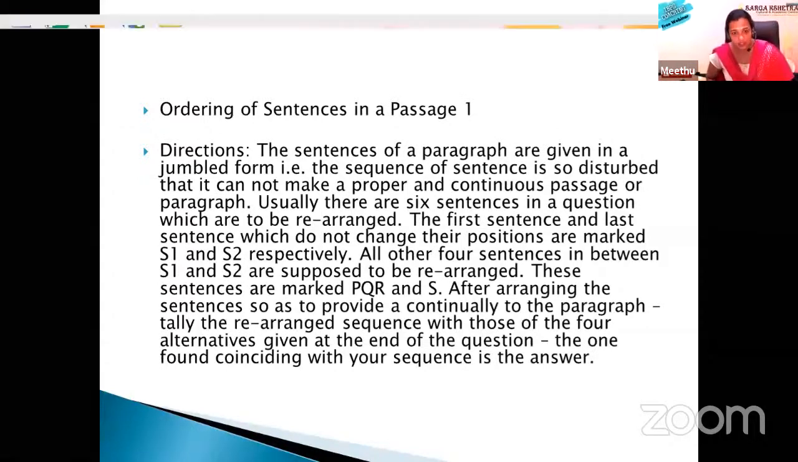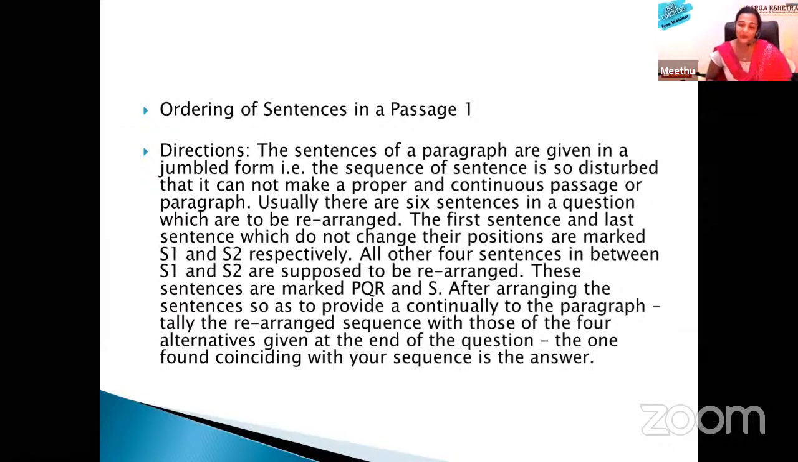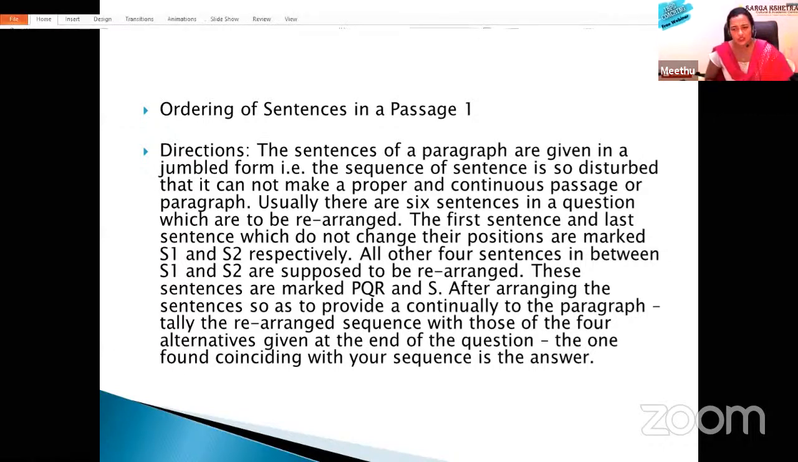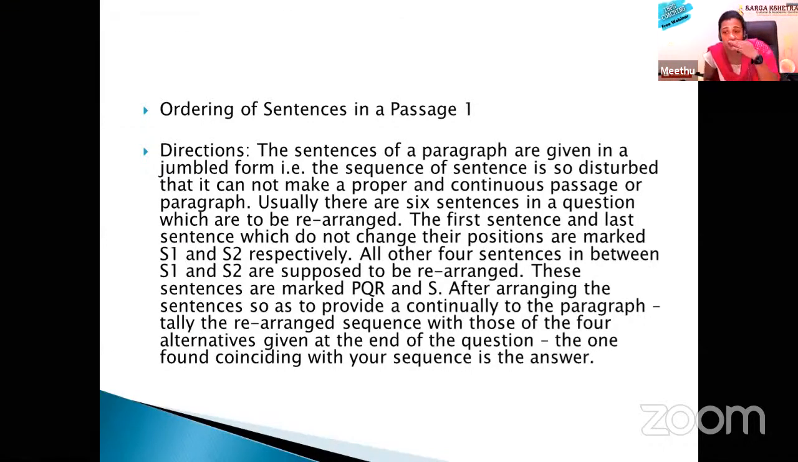Now moving on, it is ordering of sentences in a passage. Don't worry, I'll explain to you. Don't worry about the directions. Just go through the directions. The sentences of a paragraph are given in a jumbled form as in the previous question. The sequence of the sentences is so disturbed and confusing that it cannot make a proper and continuous passage of the paragraph.